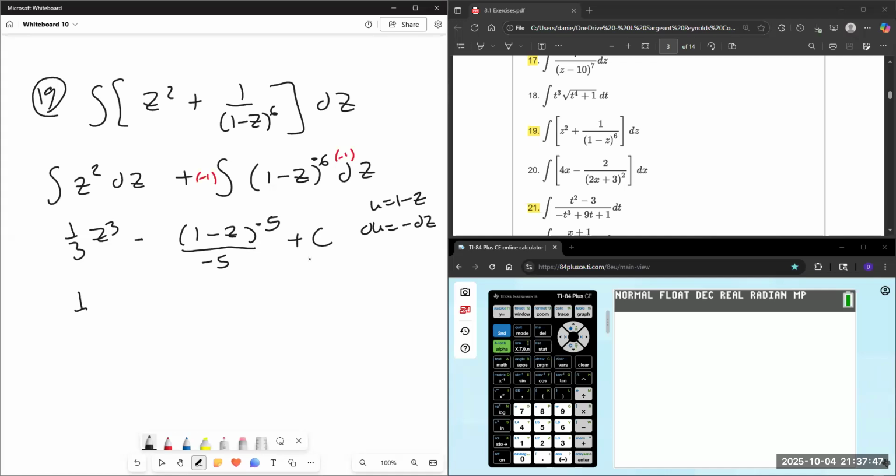That's 1/3 z cubed plus 1/5, and then (1 minus z) to the negative 5th plus c. And the book expresses this as 1/3 z cubed minus 1 over 5 (z minus 1) to the 5th. They factor out the negative 1 to the 5th, which is a negative 1, and it changes the sign.